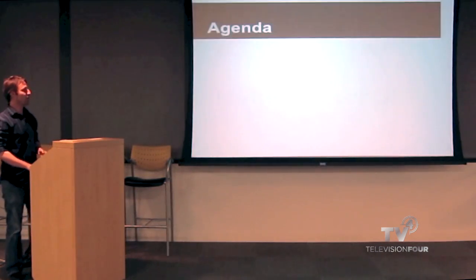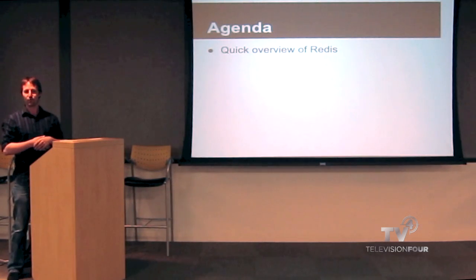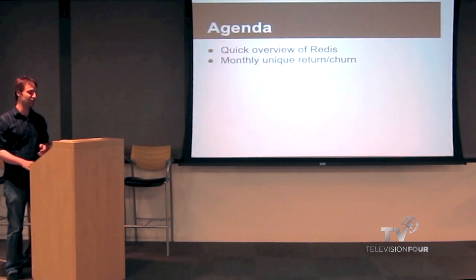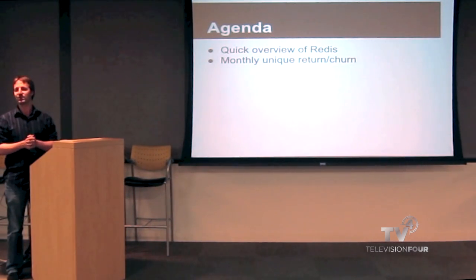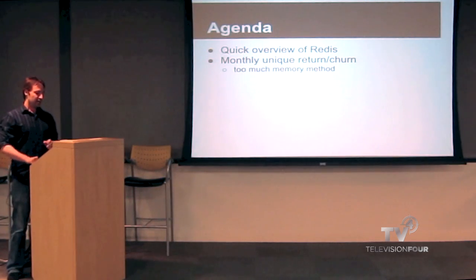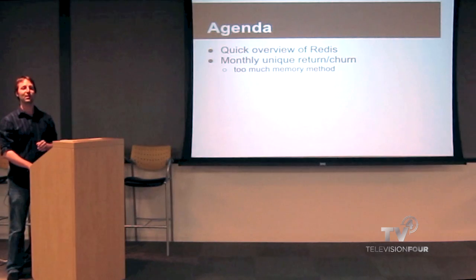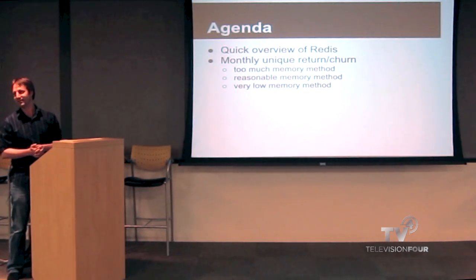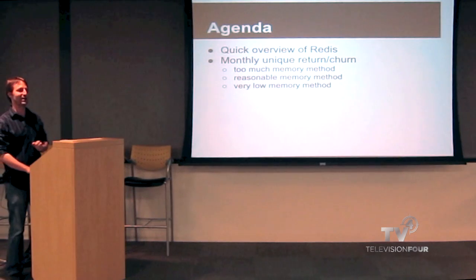Anyways, what we're going to cover today: we're going to start with a quick overview of Redis for those of you who've not seen it before or used it before. And we're going to move on to a particular problem that I like to call monthly unique return and churn. And we'll go through 3 different methods of solving this problem. The first one, what I call the too much memory method. Then we'll move on to the reasonable memory method. And we'll finally get to the very low memory method. I know these are very difficult to remember, but we'll cover them again.